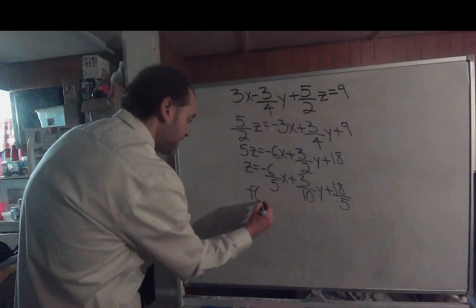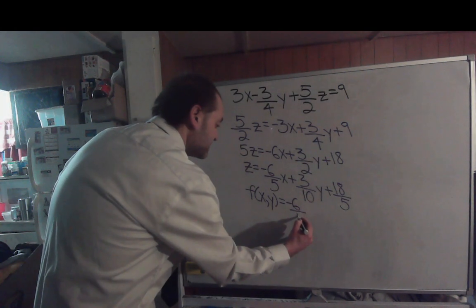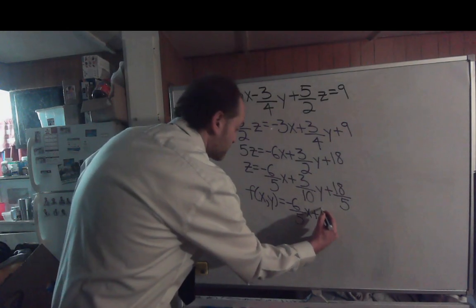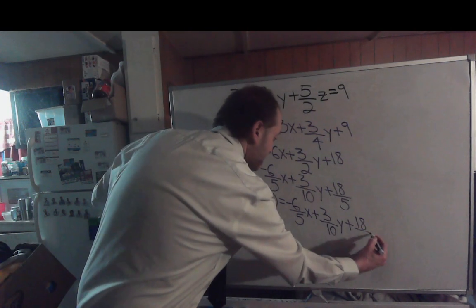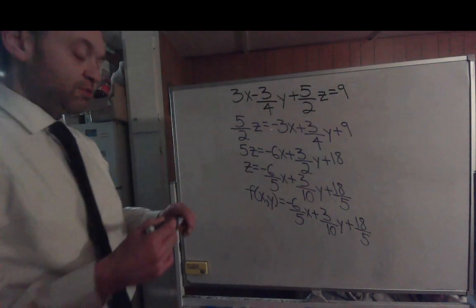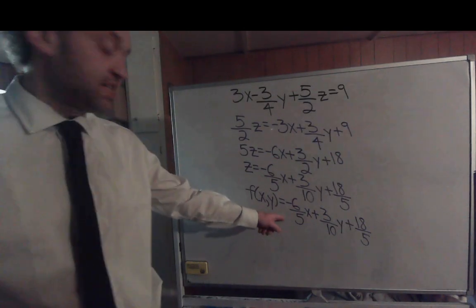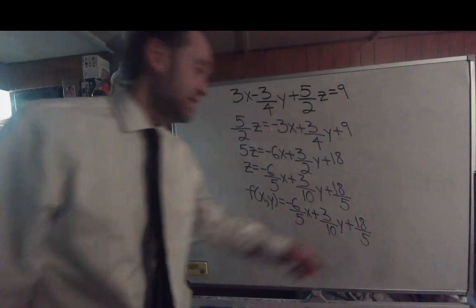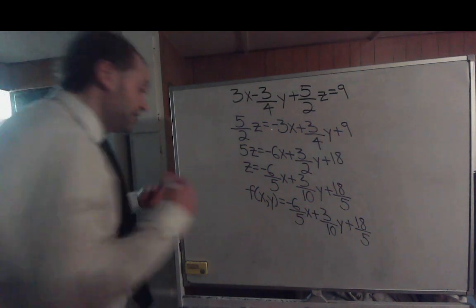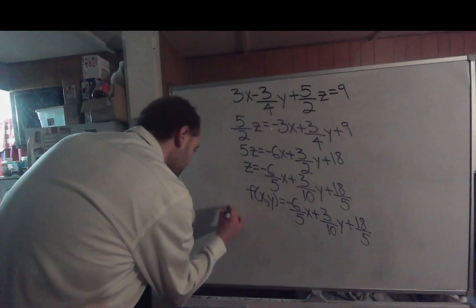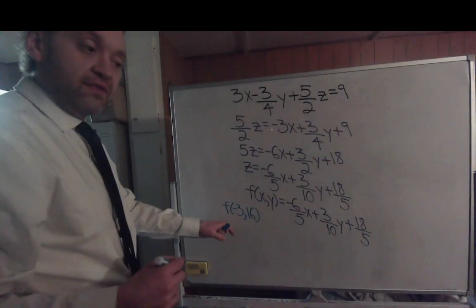That means your f of x comma y would be equal to -6/5 x plus 3/10 y plus 18/5. So there's your multivariable function, z as a function of x and y. f of x, y equals -6/5 x plus 3/10 y plus 18/5. And this time the point they want us to do is f of (-3, 16). So we've got to do f of (-3, 16).